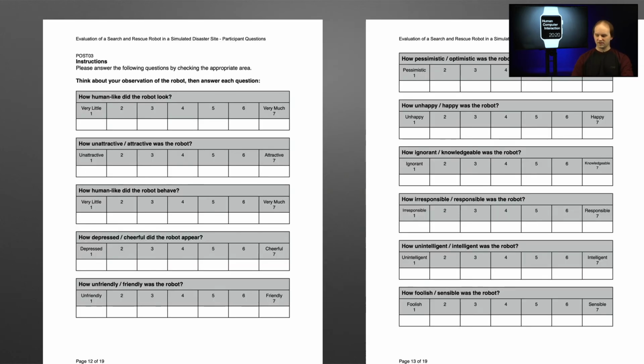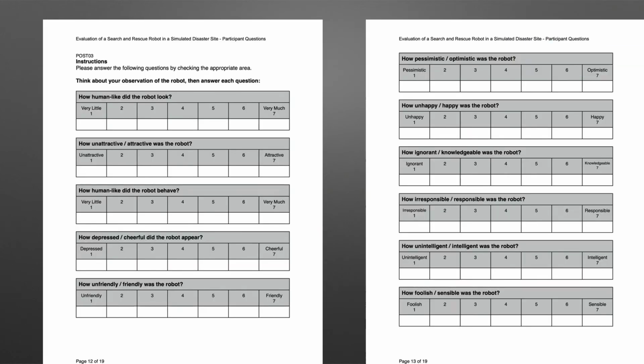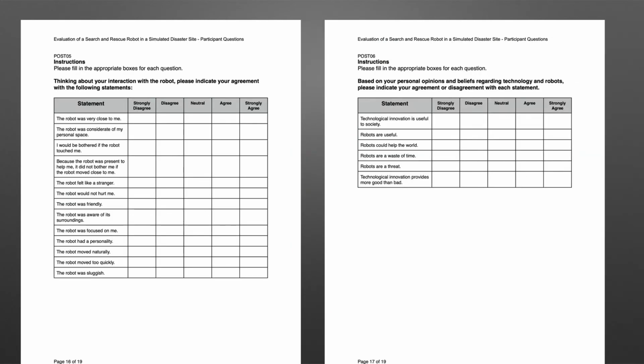Here are just a few pages of some of the surveys that are involved with this study. There are a lot of them, so these are just a couple. This is after you interact with the robot. These are some of the questions that the participants answered. Here you can see these are 1 to 7 scales, and they're asking, how friendly was the robot, how human-like was its behavior, things like that.